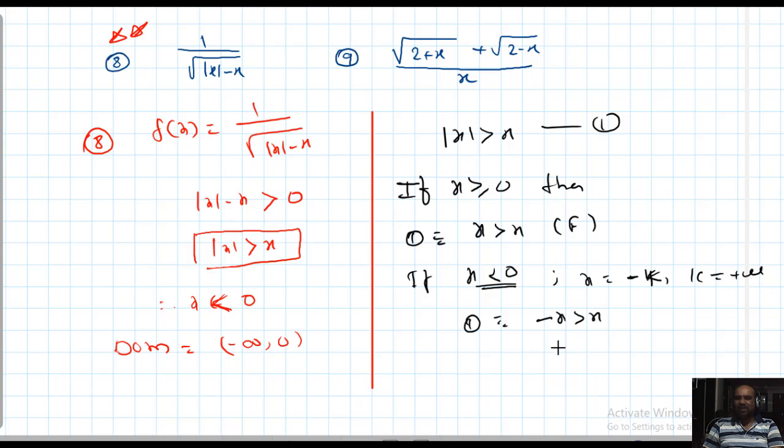instead of x, what can I write? Minus k. So minus x becomes k, and we get k greater than minus k. This is a true statement.